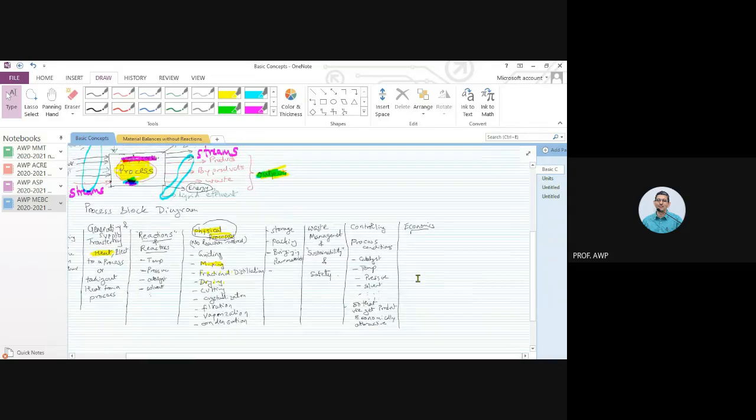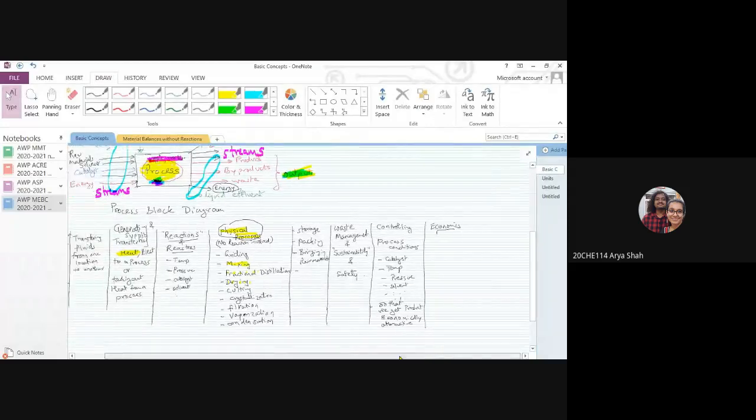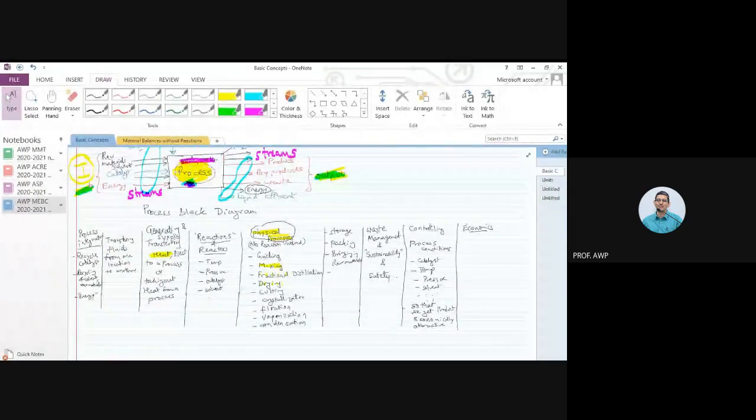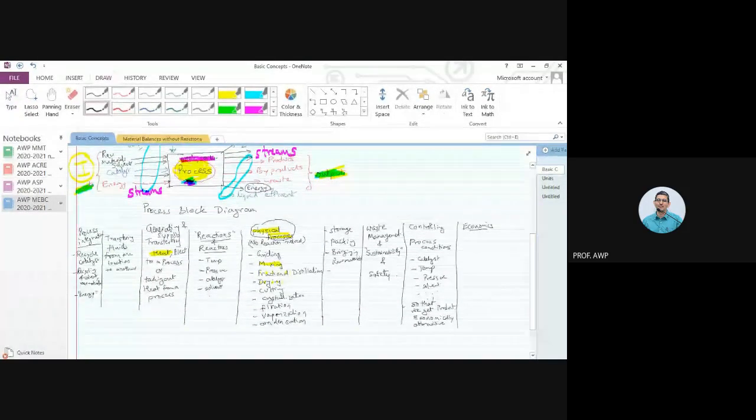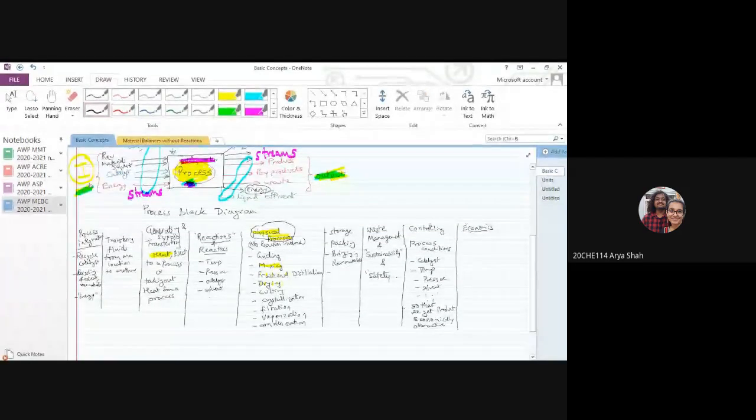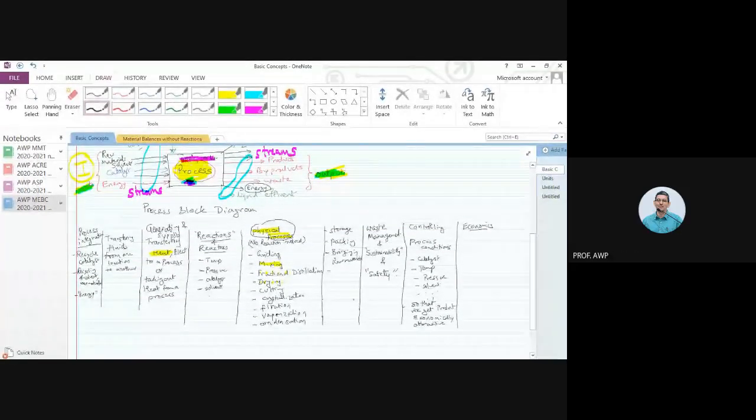What else? Disaster management. Well, you have to do the management so that disasters don't happen. Isn't that a better way of saying, than allowing disaster to happen and managing the disaster? Yes, sir. Safety, sustainability, sir, waste management.